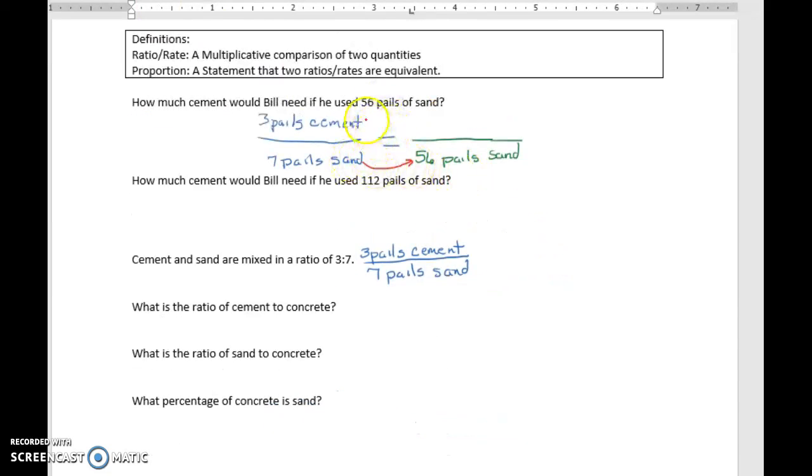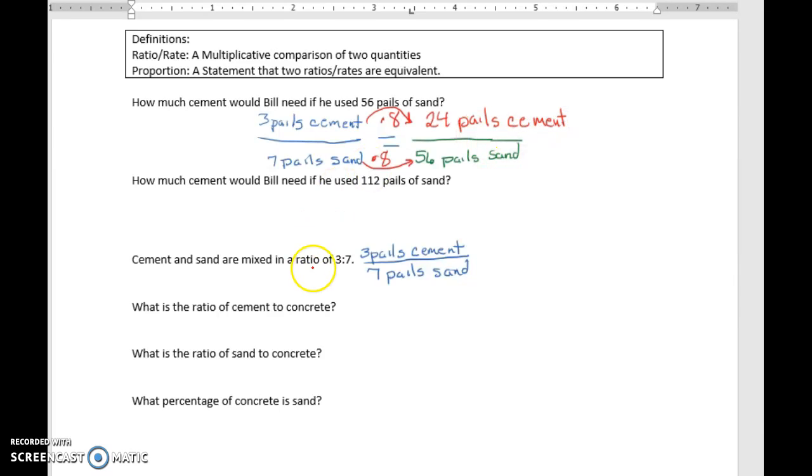This time we know that we have 56 pails of sand, and we want to know how much cement is going to be needed to complement our pails of sand. So we still have our 3 and 7, cement and sand, and if we look at 7 pails and 56 pails of sand, we know that we're going to multiply this by 8. And when we multiply that by 8, you will be able to find out how many pails of cement we need, and that's going to be 24 pails of cement.